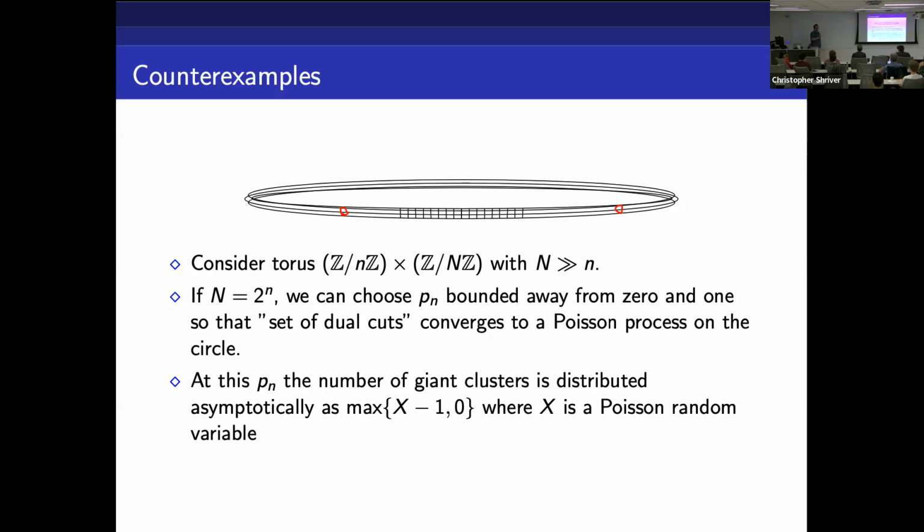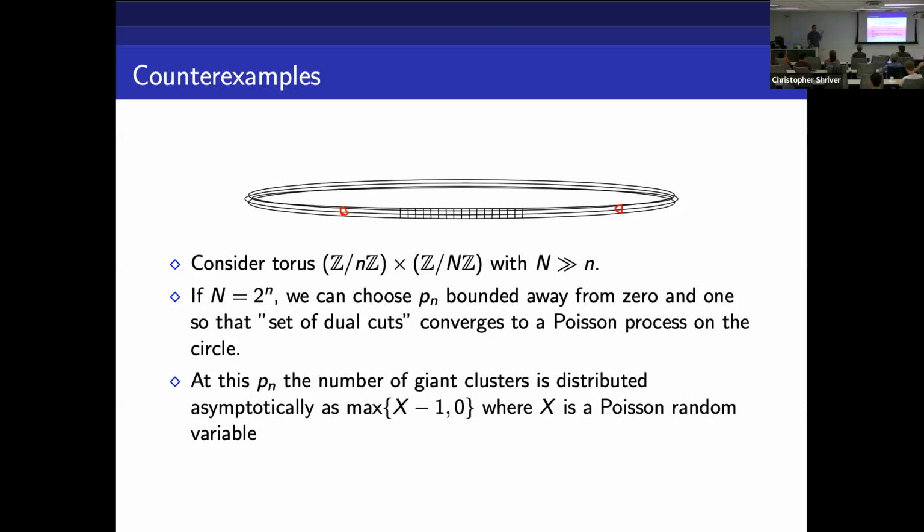Now, if you choose the probability appropriately, you can make it so the expected number of these dual circuits that cut the torus is 1. It's a little bit ill-defined, because you might have more than one that overlap with each other. But you can make sense of that, and find some point where morally the expected number of dual circuits cutting the torus is 1.